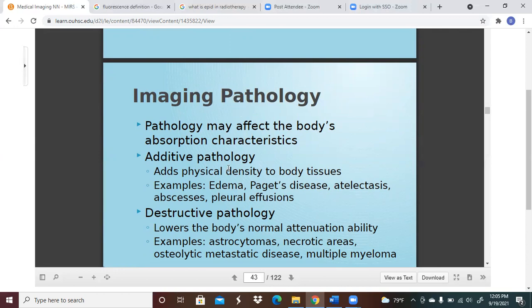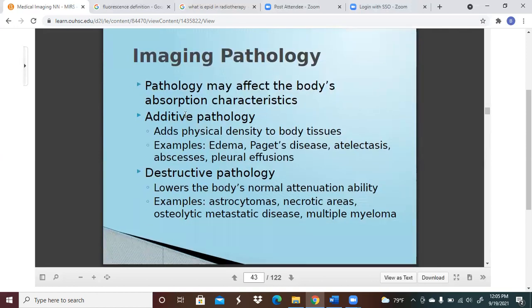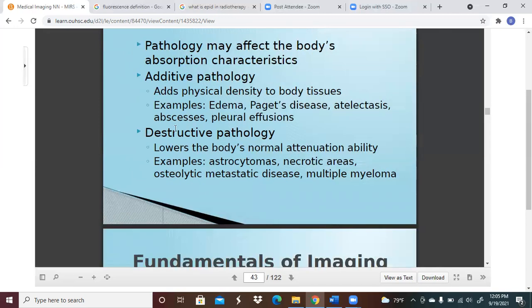Imaging pathology: the pathology may affect the body's absorption characteristics. So you've got additive pathology. In other words, things that are adding to whatever's already around. You've got edema, you've got Paget's disease, you've got atelectasis, abscesses, pleural effusions. Those are always fun. And you've got destructive pathology, which lowers the body's normal attenuation ability. You've got astrocytomas. You've got necrotic areas. Those are something that's very interesting.